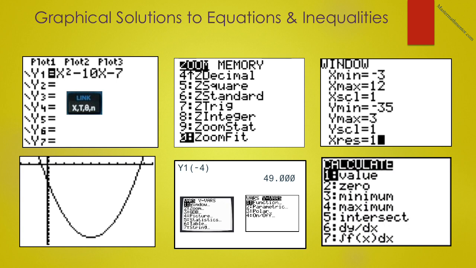There are a great number of things that we can do with our function, and these are indicated in the calc menu, which is second trace. Number 1 is finding the value of a function at some constant, as we've just done in the previous screen. We could also find zeros of functions, minimums and maximums, meaning where the curve hits a low point and curves hits a high point. We can find intersections of functions and take the derivative and the integral.